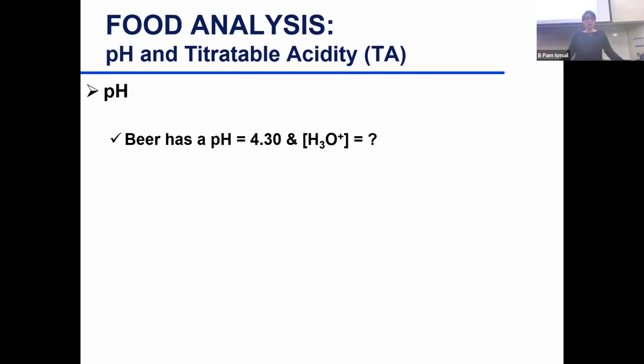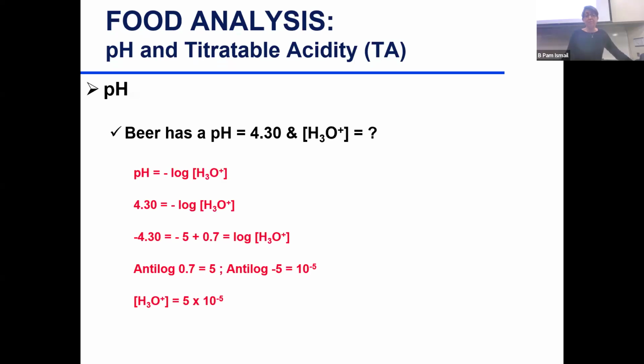Anybody? pH, I mean concentration? Yes, 5.01 to be specific, if you wish, times 10 to the negative 5. So basically, I do the math, like I said, old school, but your calculator should be able to give you that number. Okay. Is that good? Any questions? You can take a picture of that if you wish.